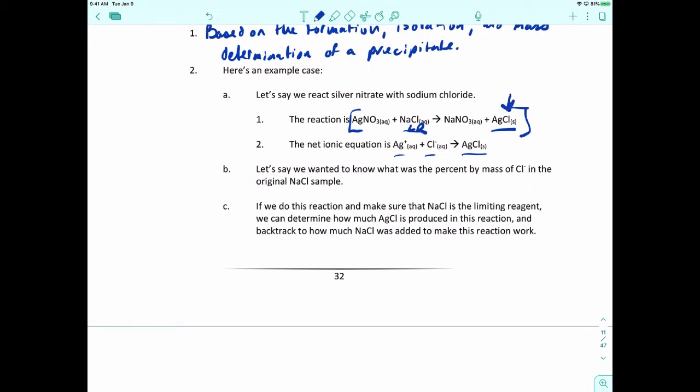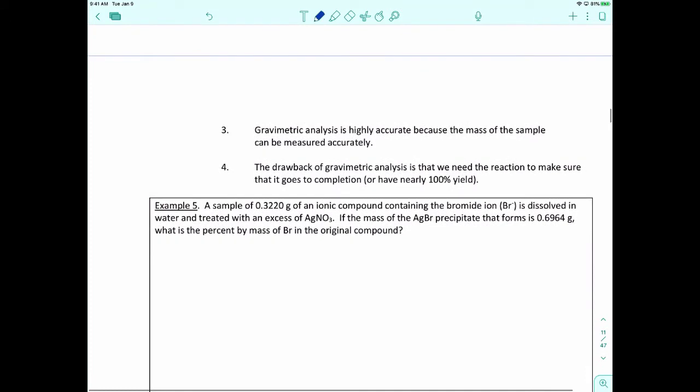We're going to do this reaction, and because silver chloride is your precipitate, we're going to isolate that silver chloride, dry it, and weigh it, so that we can figure out how much silver chloride was produced in the reaction, and then backtrack to figure out how much sodium chloride was added to make this reaction work. Gravimetric analysis is highly accurate because the mass of the sample can be measured accurately. It all depends on how well your balance is calibrated and how well it's working.